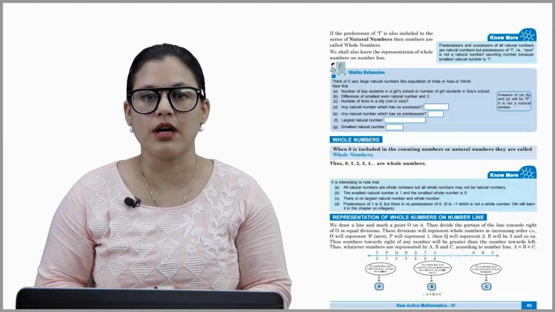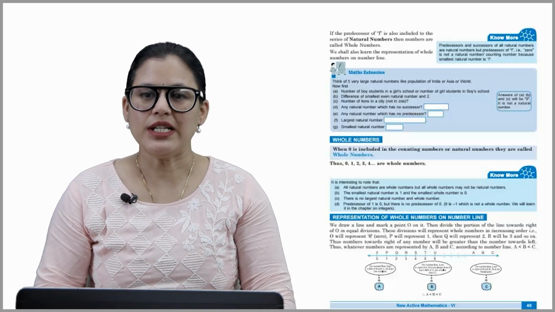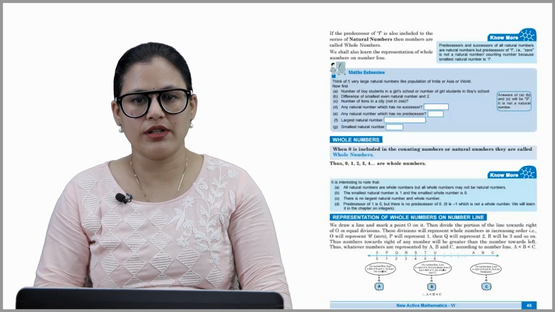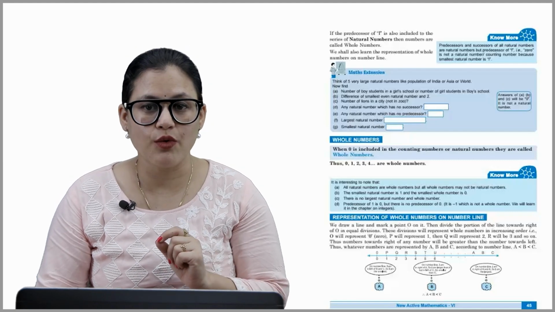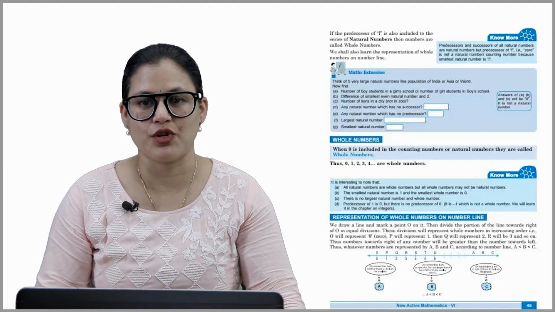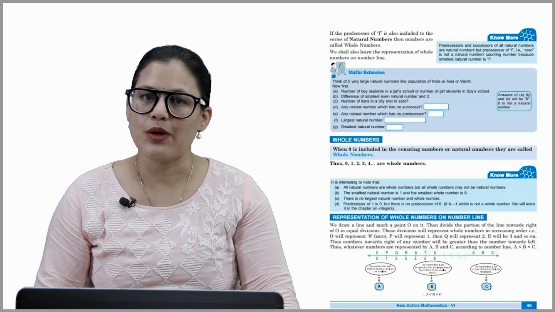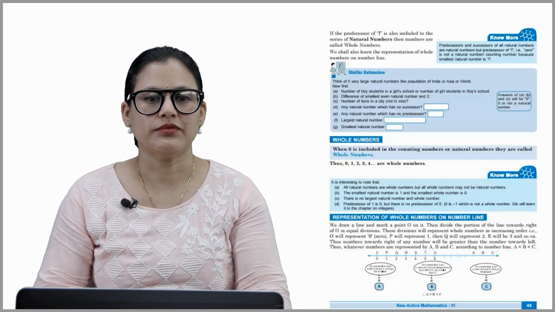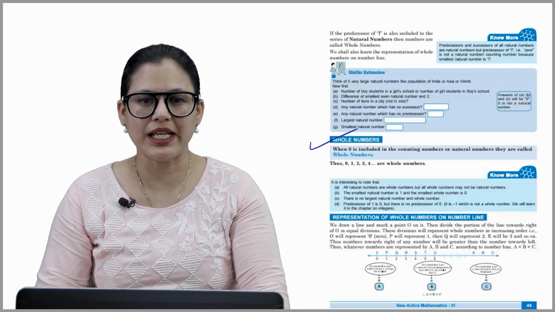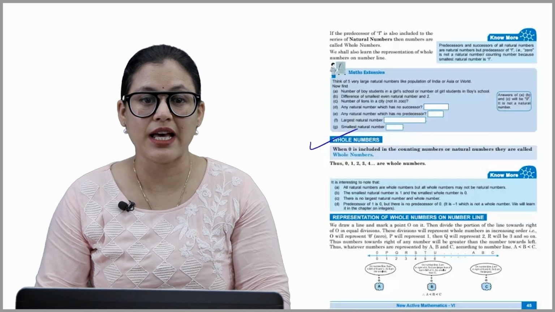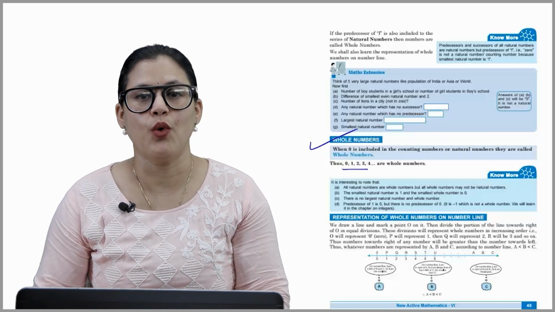Your whole numbers start from 0, but natural numbers start from 1. Predecessors and successors of all natural numbers are natural numbers, but the predecessor of 1, that is 0, is not a natural number, because the smallest natural number is 1. Whole numbers: when 0 is included in the counting numbers or natural numbers, they are called whole numbers. Thus, 0, 1, 2, 3, 4 and so on are whole numbers.